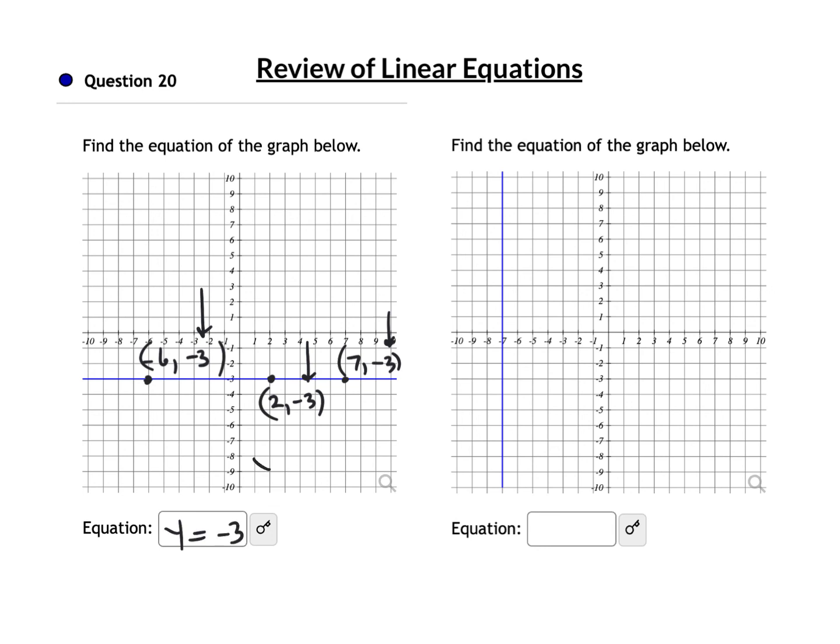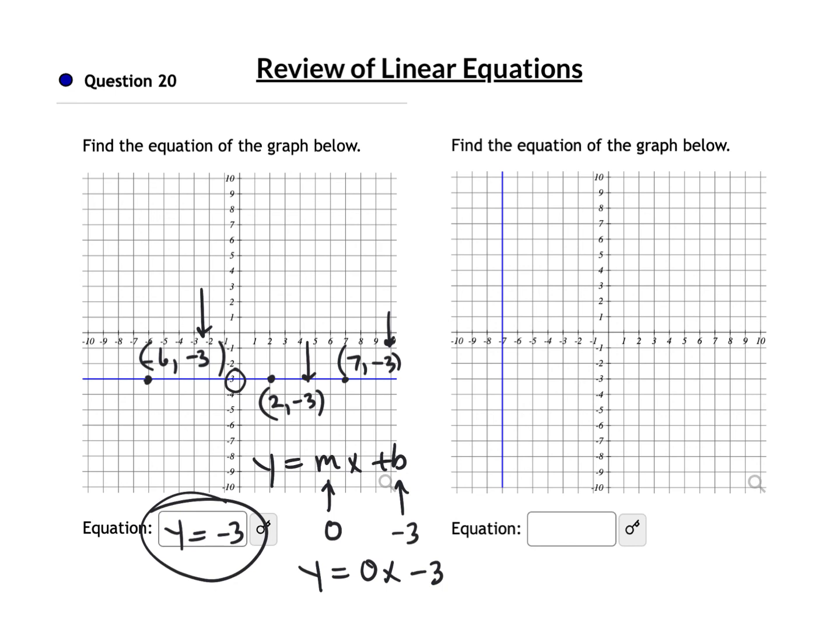Another way to look at this one is y equals mx plus b. You need to remember then that a horizontal line has slope 0. And remember that b is the y-intercept. It's where it hits the y-axis, which is -3. This then is the equation y equals 0x minus 3. And 0x is 0, so it's just y equals -3.